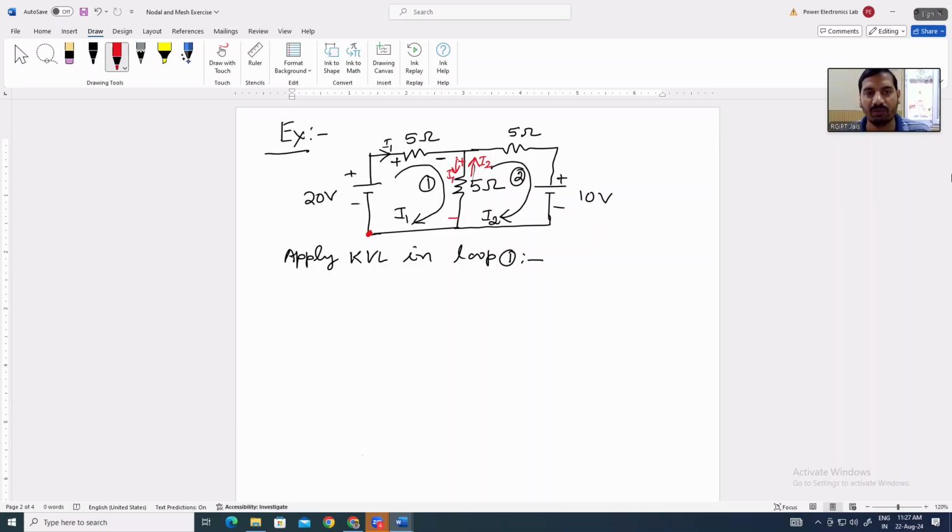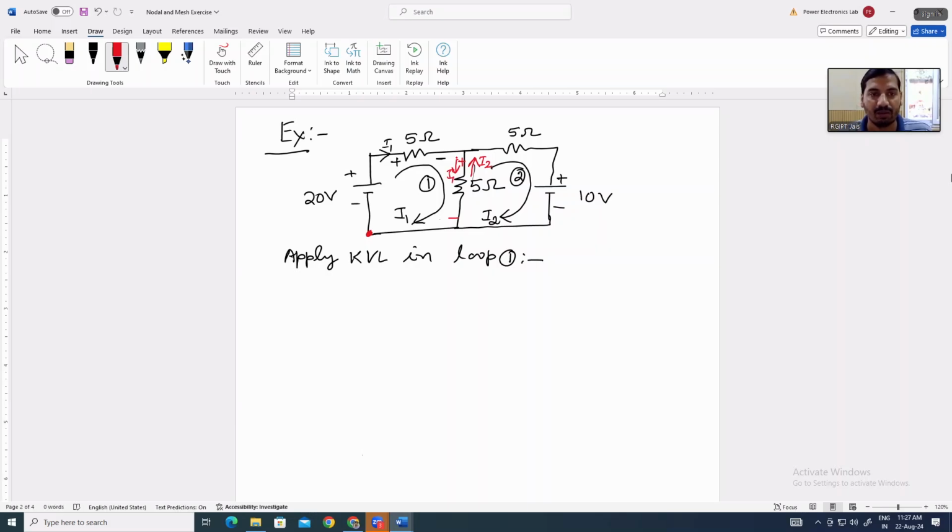In some books you can find, if we are going from positive to negative, they are taking positive. If we are going from negative to positive, they are taking negative. So that is also fine, because ultimately we are making the algebraic sum of all voltages and equating to 0. So there will be no effect on the result.